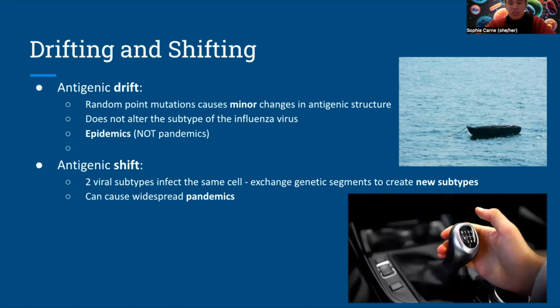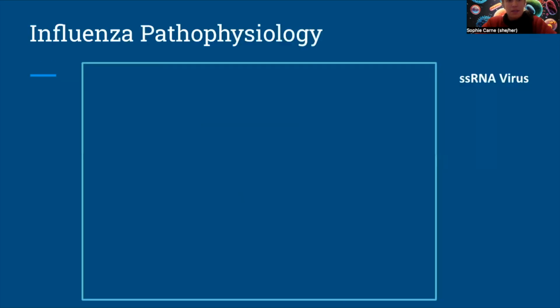Whereas antigenic shift is like shifting a gear, which is quite a clunky, big movement. This is when it's really interesting: two viral subtypes infect the same cell and they actually exchange genetic segments to create entirely new subtypes. And that can cause widespread pandemics.